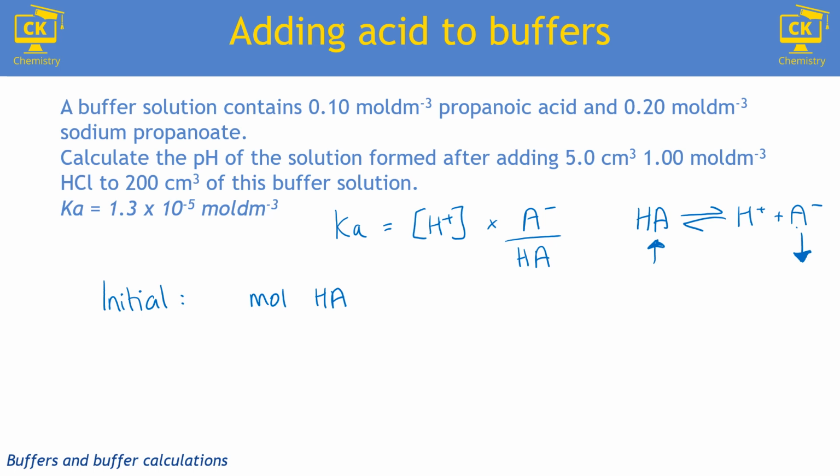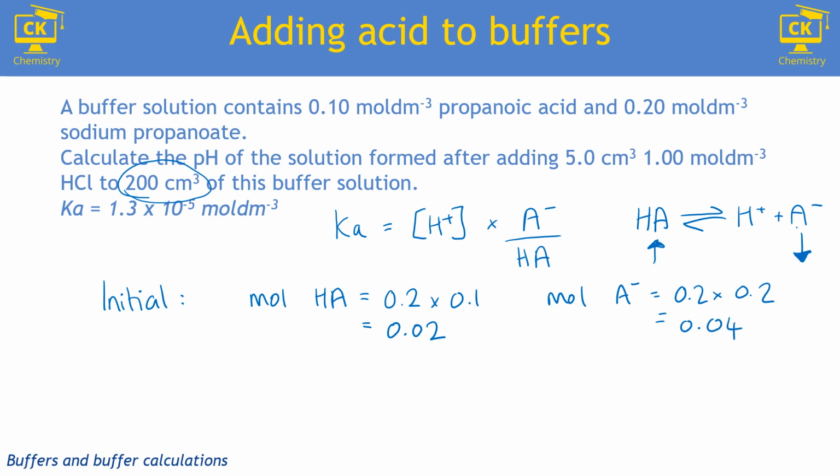So hopefully we're getting into the swing of our mole calculations now. It's 200 centimeter cubed, so that's 0.2 decimeter cubed times 0.1, my concentration for propanoic acid, which gives me 0.02. And then my moles of A minus is going to be the same volume, 0.2, different concentration, 0.2, so 0.04. So that's what I've got before I add my acid.